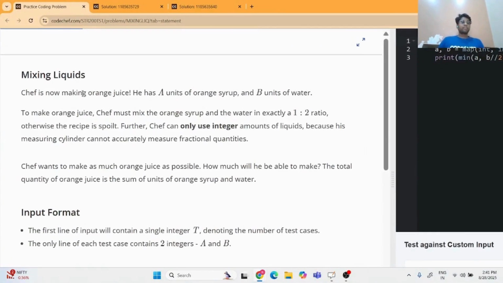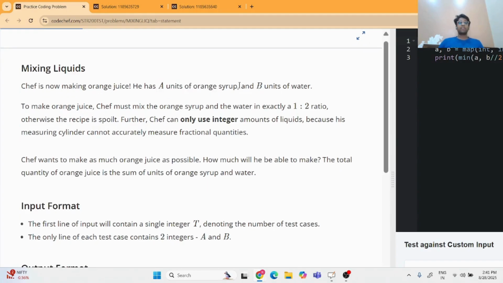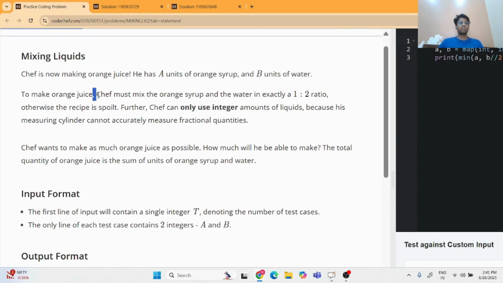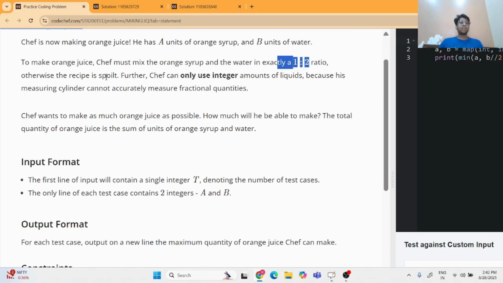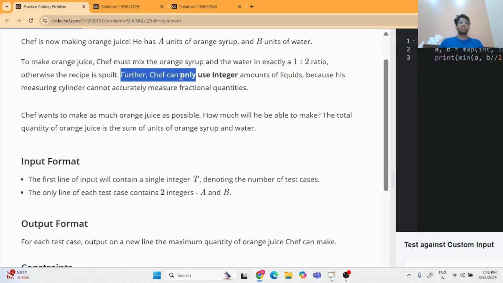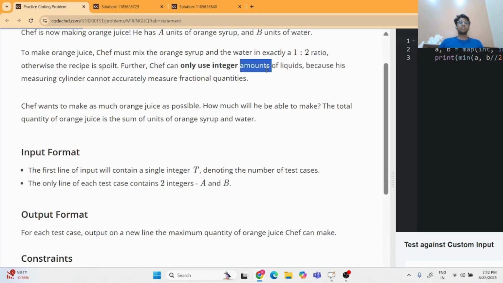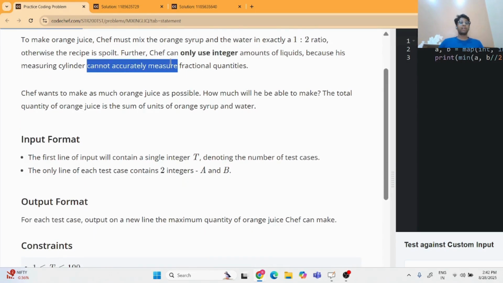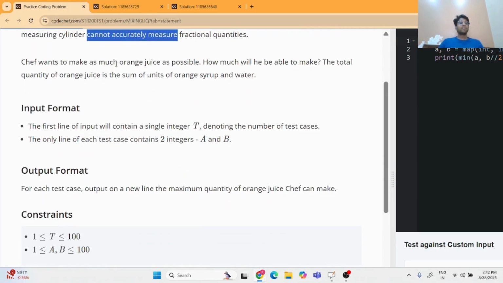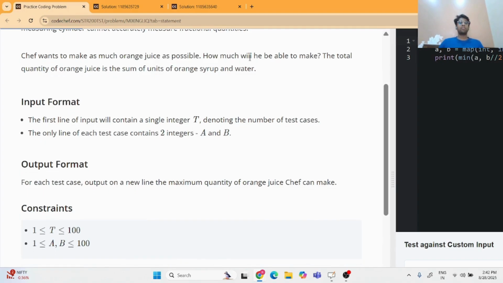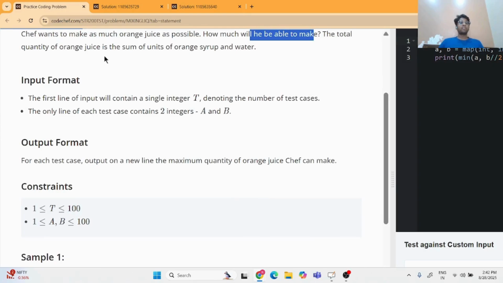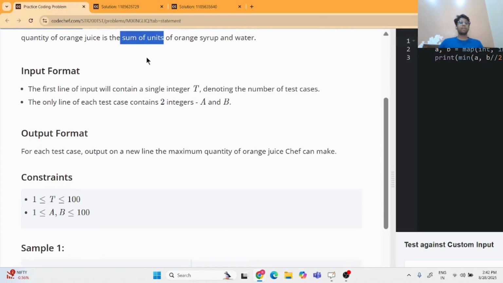So guys, problem says Chef is now making orange juice. He has A units of orange syrup and B units of water. To make orange juice, Chef must mix the orange syrup and the water in exactly 1:2 ratio. Otherwise, the recipe is spoiled. Further, Chef can only use integer amount of liquids because his measuring cylinder cannot accurately measure fractional quantities. Chef wants to make as much orange juice as possible. How much will he be able to make? The total quantity of orange juice is the sum of units of orange syrup and water.